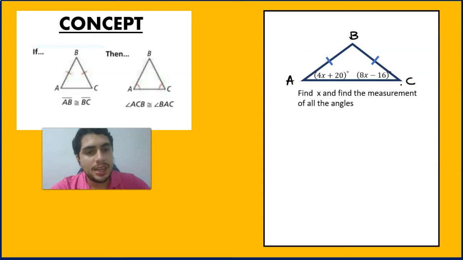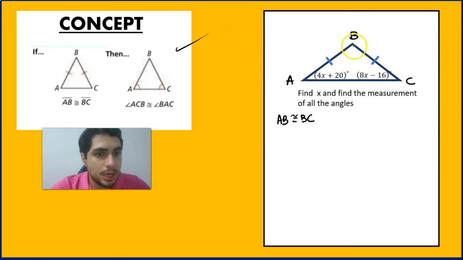C as well. Now, they're asking us to find the value of x and find the measurements of all the angles. Now, because AB is congruent to BC, we also know that its opposite angles, as we saw in the theorem right here, are also going to be congruent. So the opposite angle to BC is going to be this one. So in this case, we're going to have that BAC is congruent to, and then we have AB, its opposite angle is going to be BCA, so it's going to be this one, and that is going to be congruent to the other one, right?